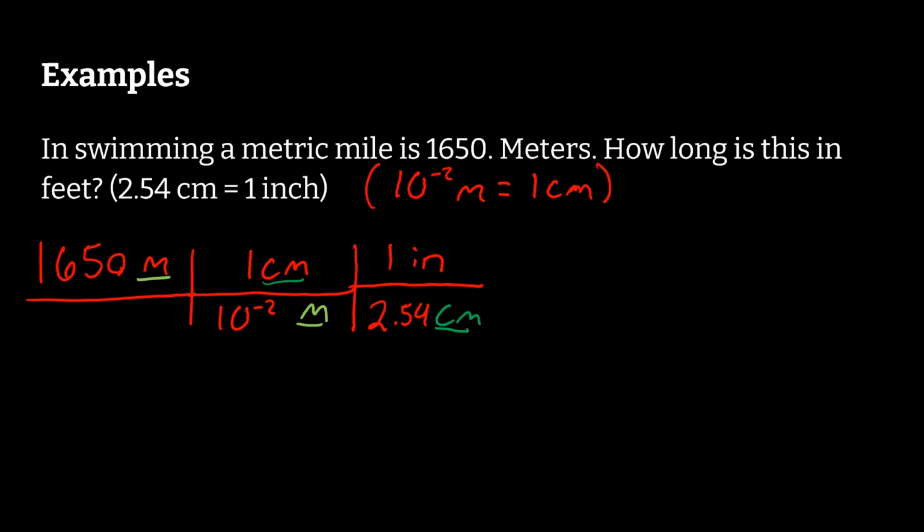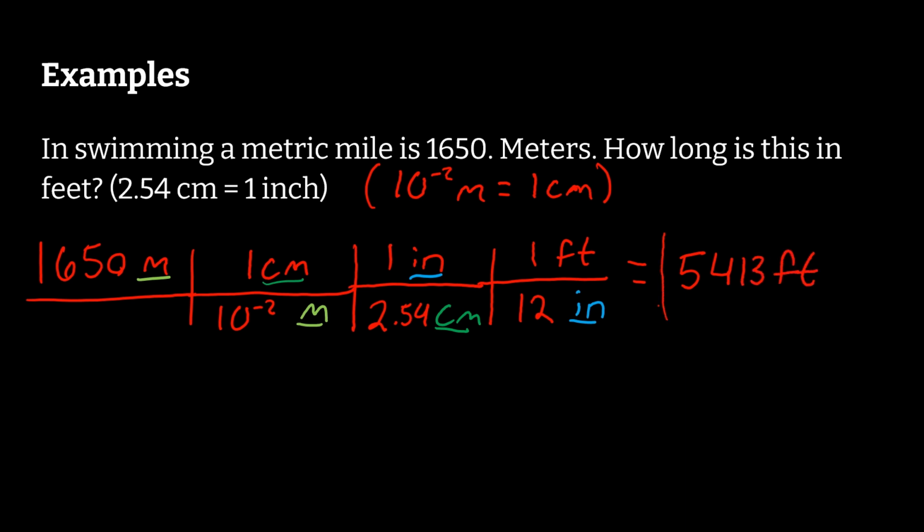Now that we're in inches, it is a fairly easy conversion to go over to feet. Our inches are on top, so inches are on the diagonal. Converting our inches over to feet, we should know that 12 inches are equal to 1 foot. Now that we're in feet, which is what it's asking us to find, we're able to solve. We're going to multiply the top, multiply the bottom, and then we're going to divide. Whenever we end up doing that, we end up with 5,413 feet as our answer. And that is going to be how we take a look at our metric prefixes.